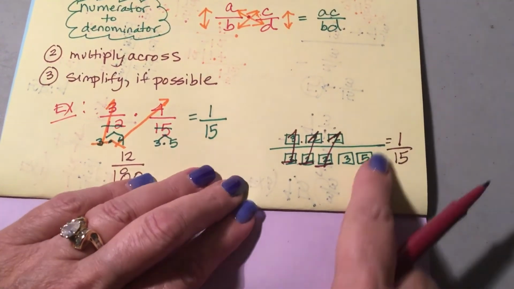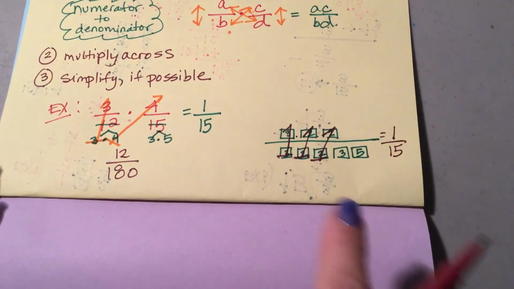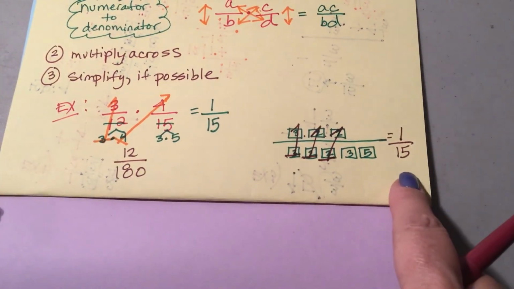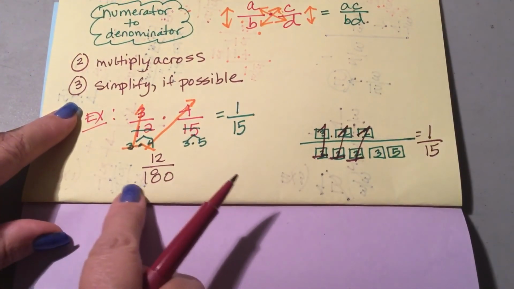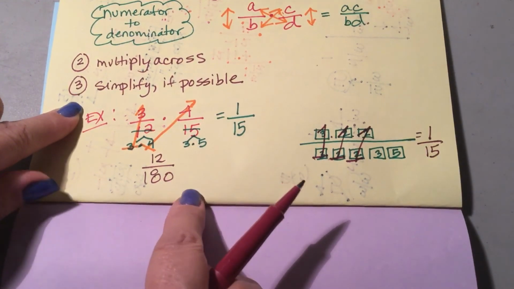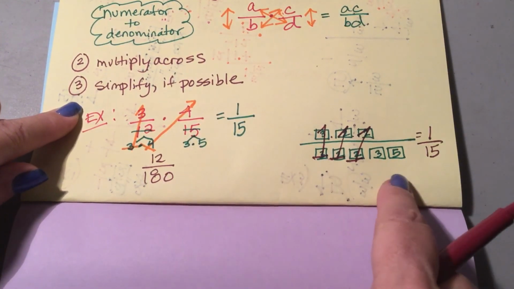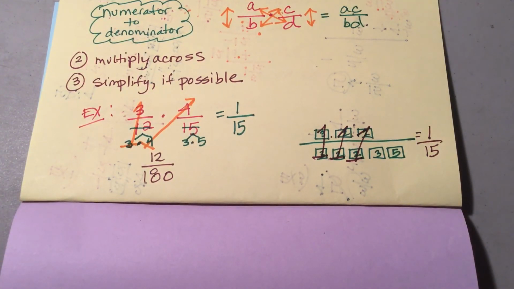Hopefully this idea of canceling makes a little more sense to you, because if you do this, then you're already simplified. If you don't do this, you're going to be stuck with big numbers like this, and that's not the final answer. That's the answer if you want to get a C in this class. If you want an A or B, you want to be able to work it all the way down. Okay, so that's my example for multiplying.